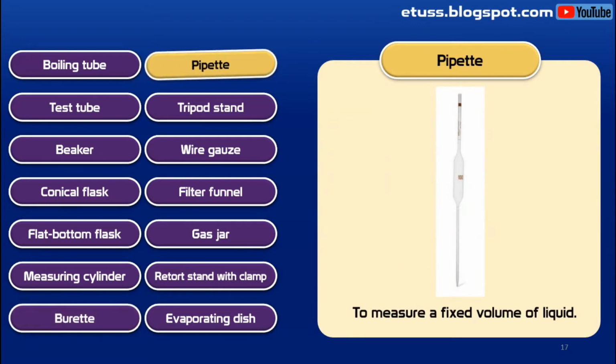Next is pipette. This pipette is used to measure a fixed amount of liquid. For example, this pipette is designed to measure a volume of 100 ml of liquid only. The measurements are accurate. Pipettes can also be used to transfer chemicals in liquid form from one container to another.